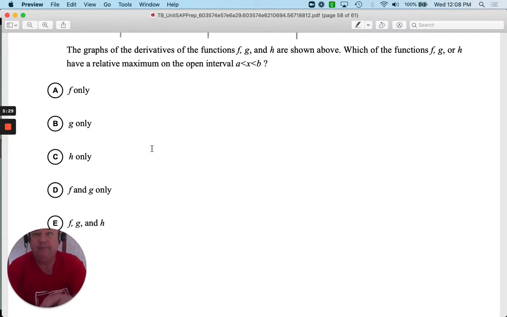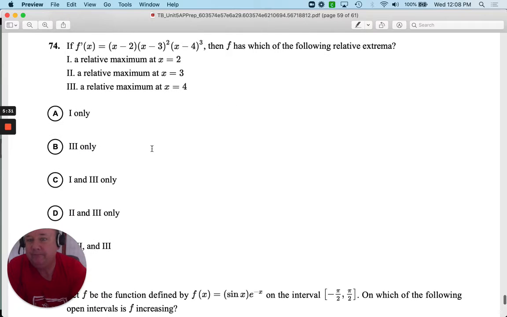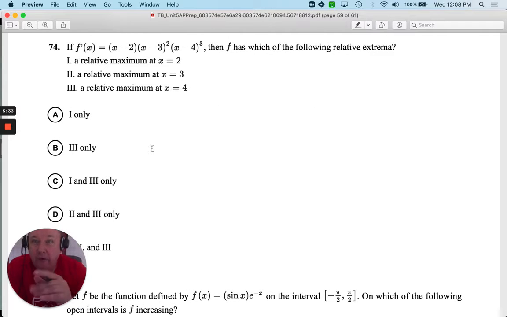74. In 74, you're given the derivative, and which of the following has which extreme values? So I need to draw a number line, first of all. So I'm going to do that. So for 74, I'm going to draw a number line for the derivative. And the zeros of the derivative are 2, 3, and 4. Now, what makes this quicker is to understand the end behavior of the derivative.